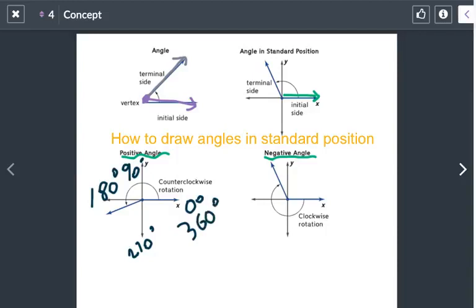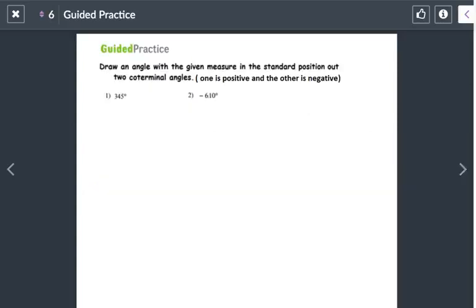For negative angles, we can label 0 degree, negative 90 degree, negative 180 degree, negative 270 degree, and negative 360 degree. And as we know, one rotation will be 360 degree.